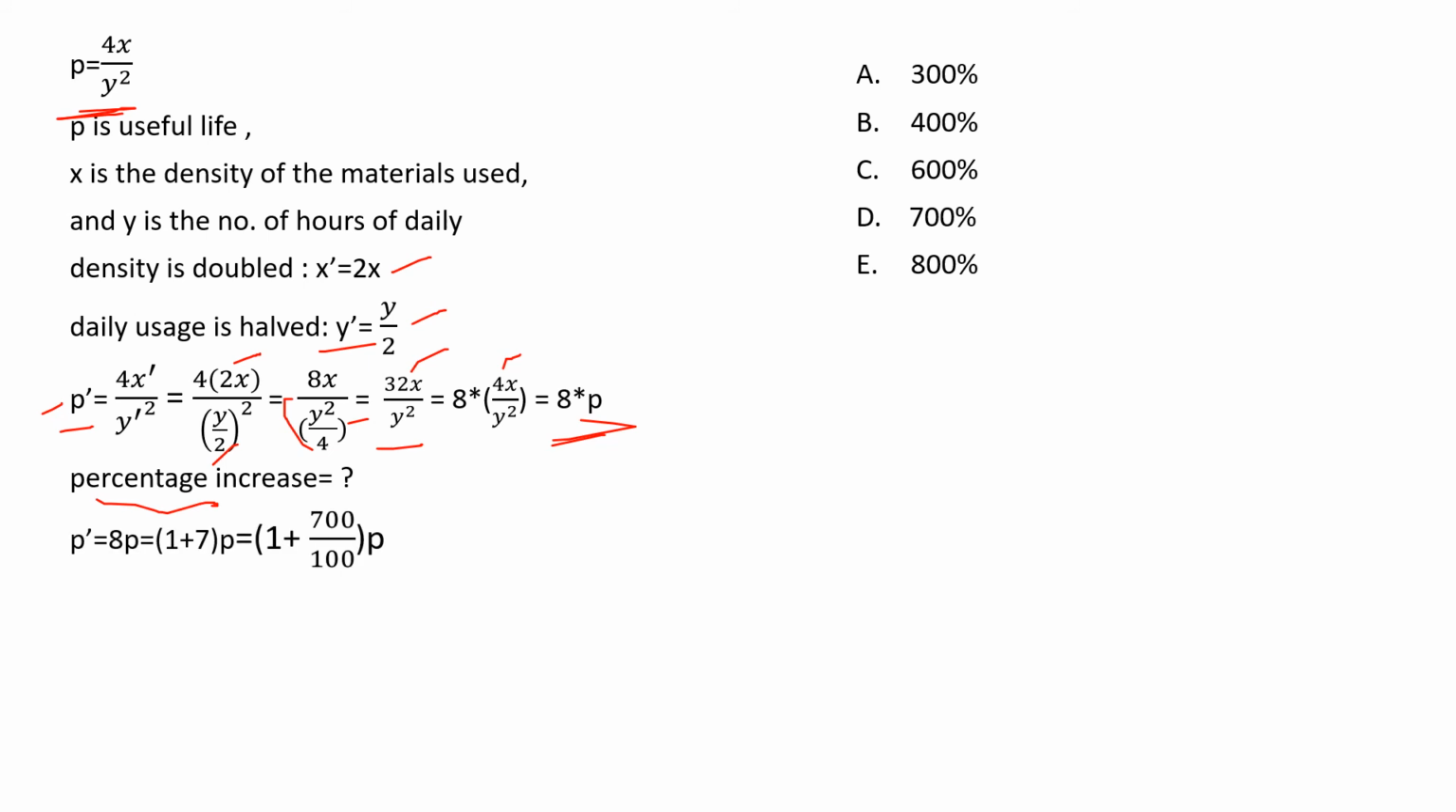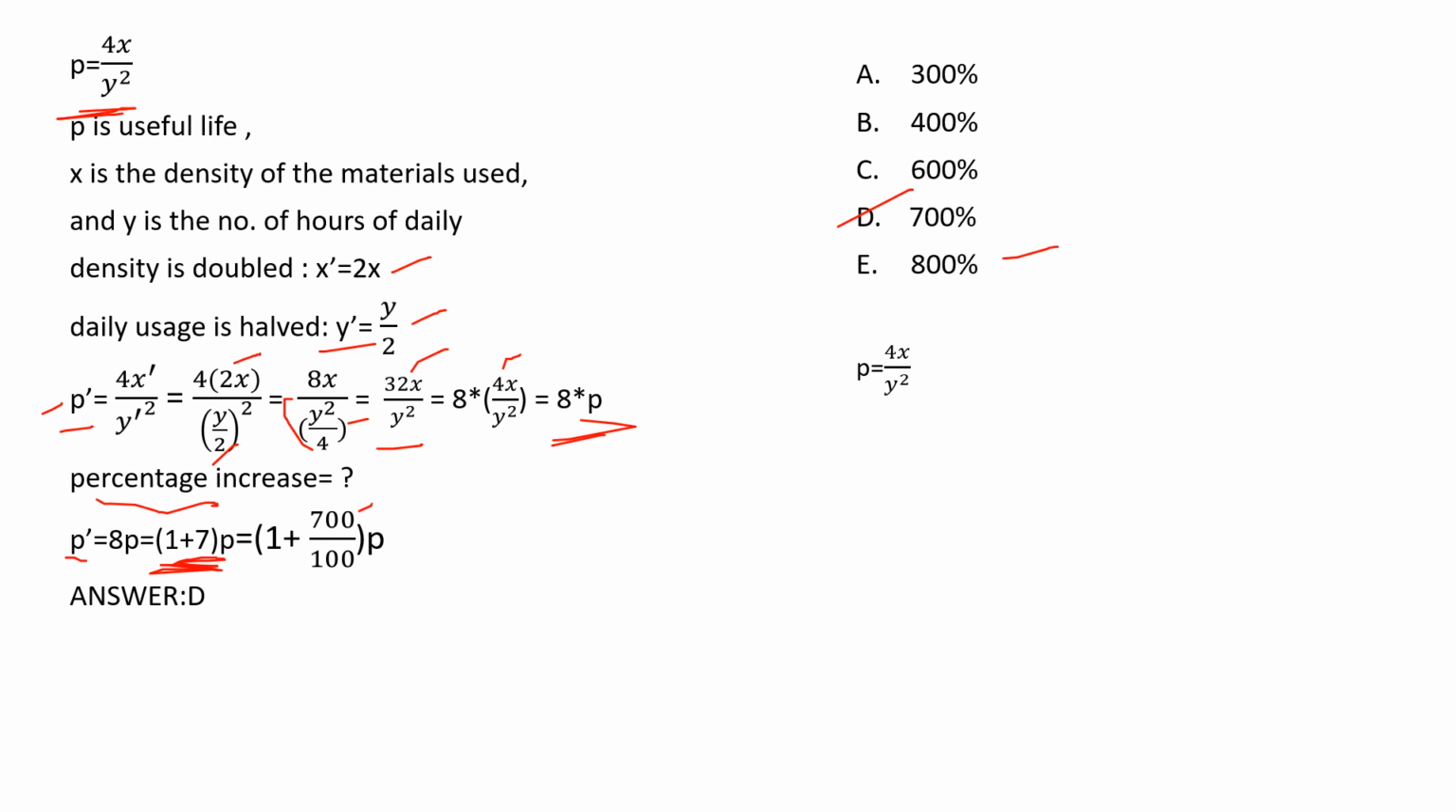Okay, so you need to be careful in this step. Some people will go and click the answer as 800%, which will come out wrong, because for percentage increase, you always have to check 1 plus what percent of P the new useful life P dash is. So 1 plus 7 times, P dash is 7, which is nothing but 700 by 100, so there is a 700 percent increase. Answer is option D, right?